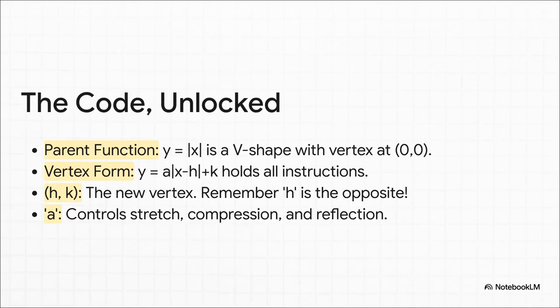So, let's do a super quick recap of the essentials. Everything starts from that basic parent function y = |x|. The master code is the vertex form y = a|x - h| + k. H and k move your vertex around the map, and a is the fun one that flips, stretches, and squishes the shape. And that's really the entire code right there.